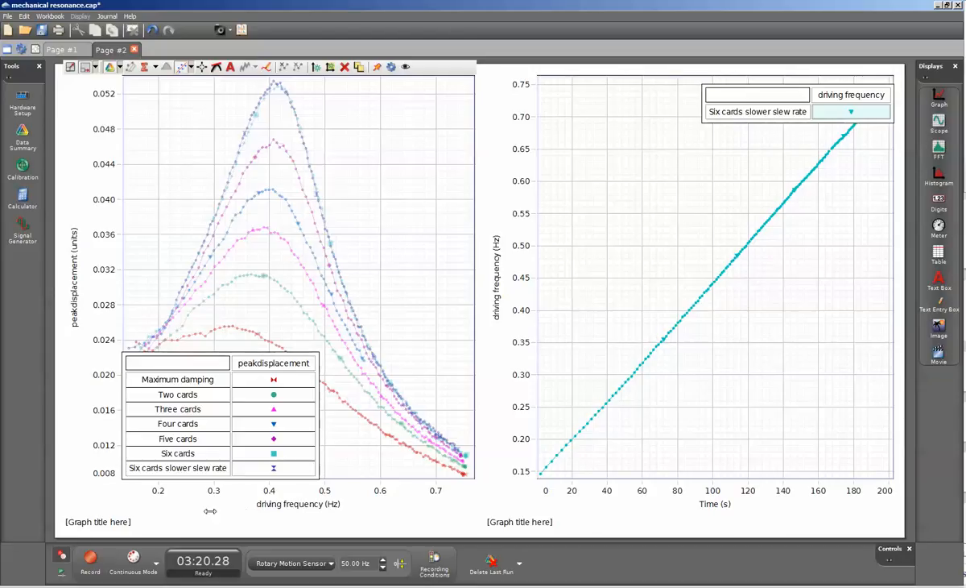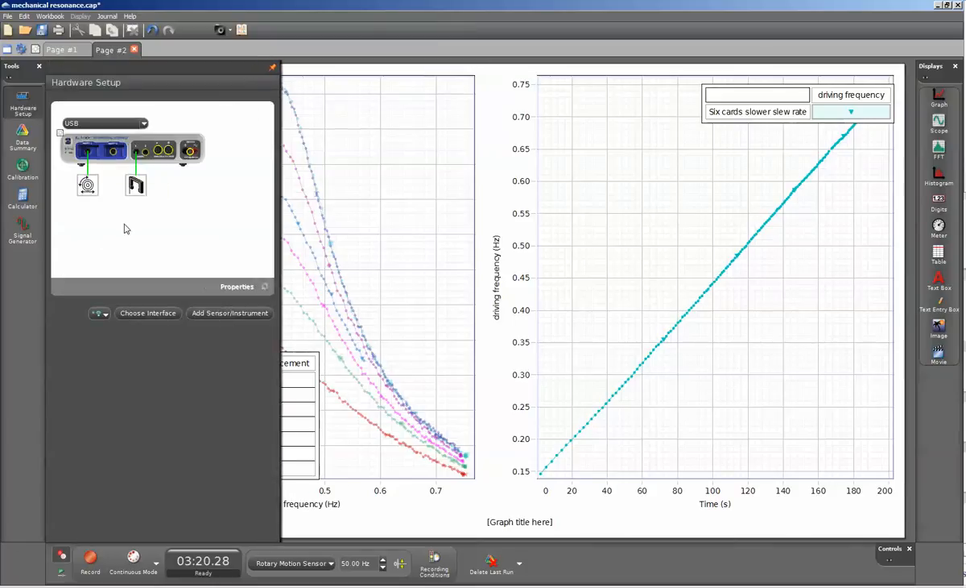So we have a graph here of the driving frequency. This is determined by a PHOTOGATE that is being broken by the arm on the mechanical oscillator. And the peak displacement, which is done on a calculation that is determined from the position that's given by the rotary motion sensor.